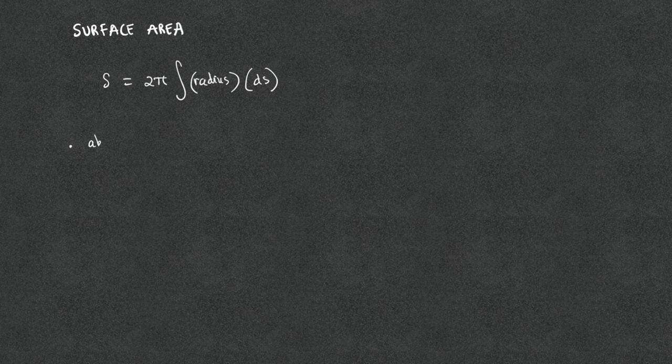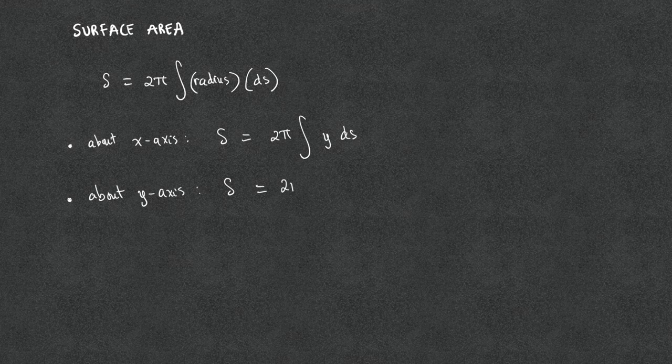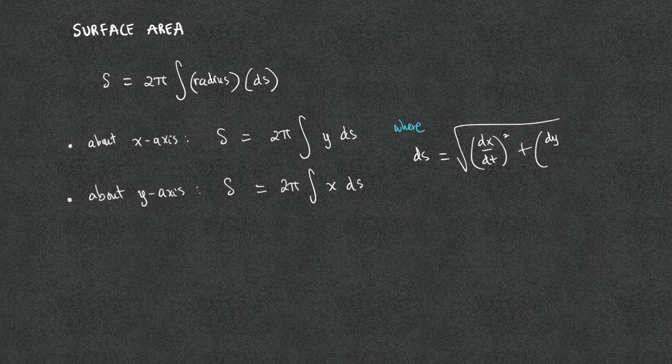If a curve is rotated about the x-axis, the surface result has an area of 2 pi times the integral of the radius y times the differential arc length ds. If a curve is rotated about the y-axis, then the surface area is 2 pi the integral of x ds, where the differential ds is the square root of (dx/dt) squared plus (dy/dt) squared dt.